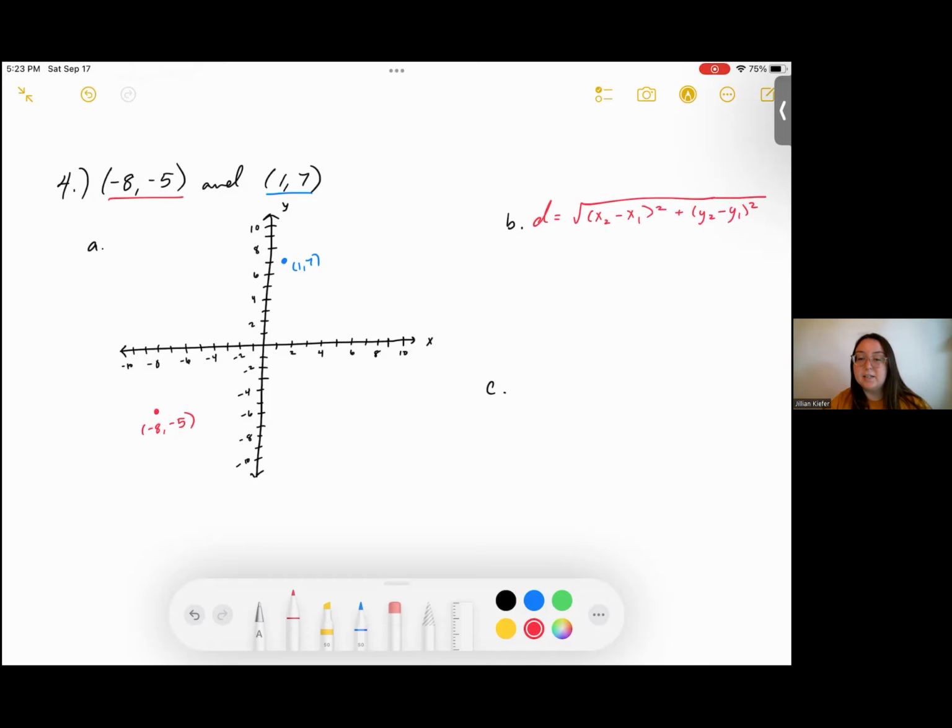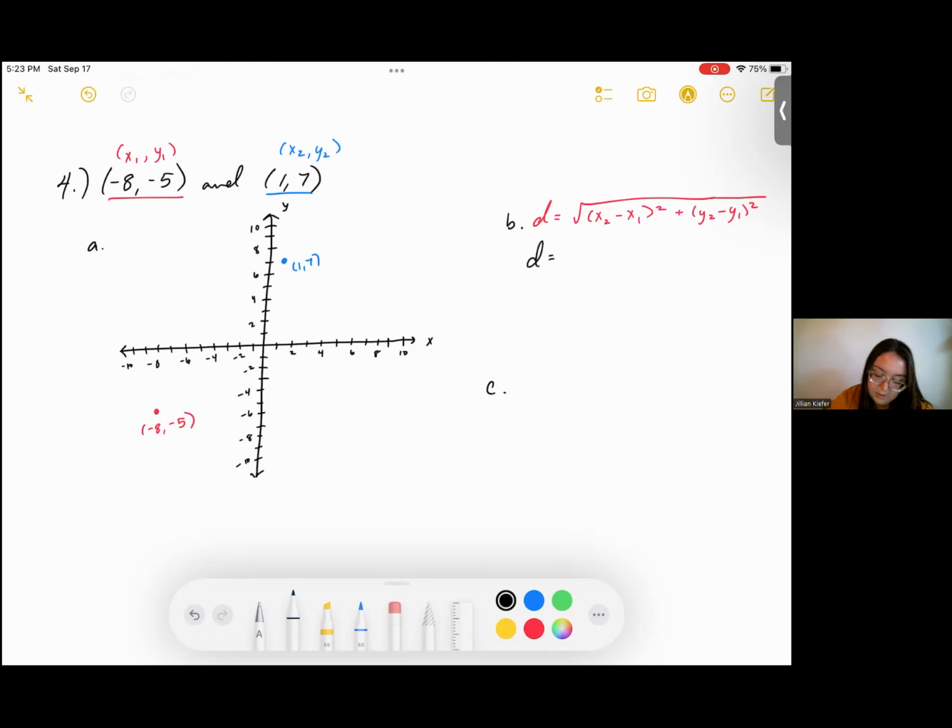So we have the distance in x squared plus the distance in y squared with our square root underneath all of it. So we want to identify first off, which is x sub 1 and x sub 2, y sub 1, y sub 2. Let's go ahead and say that -8, -5 is our point 1. So this means that x sub 1 is -8 and y sub 1 is -5. Then we can say that 1, 7 is our point 2. This will be x sub 2 and y sub 2.